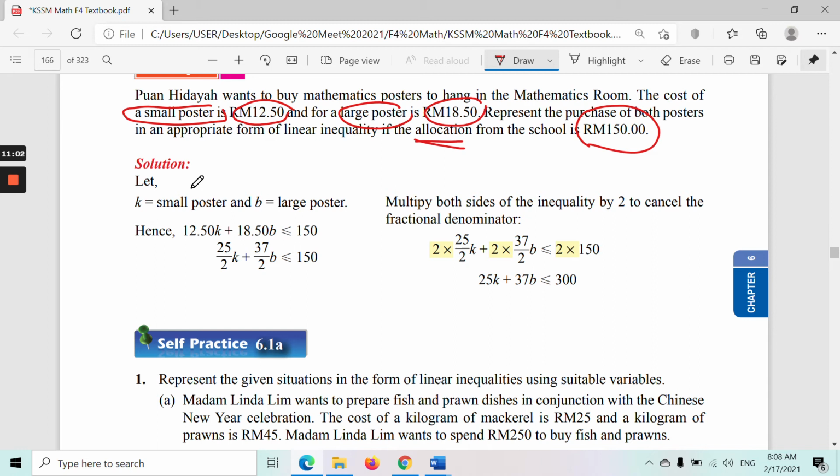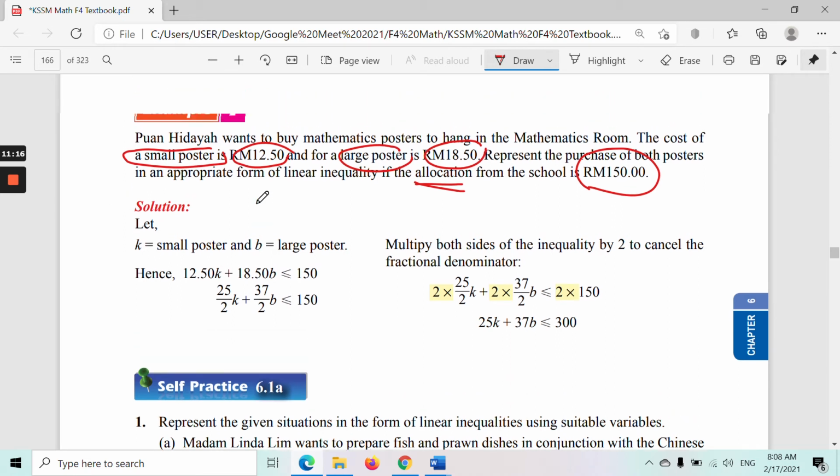So you can let K equal small poster, B equal large poster. If you want to use XY also can. So up to you. So how do we write this?